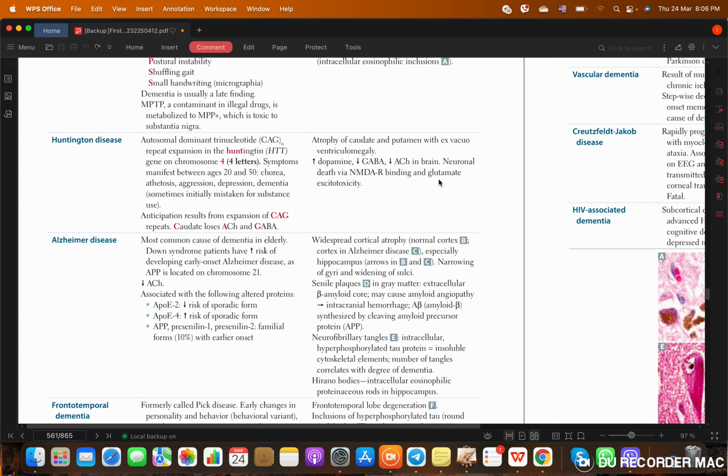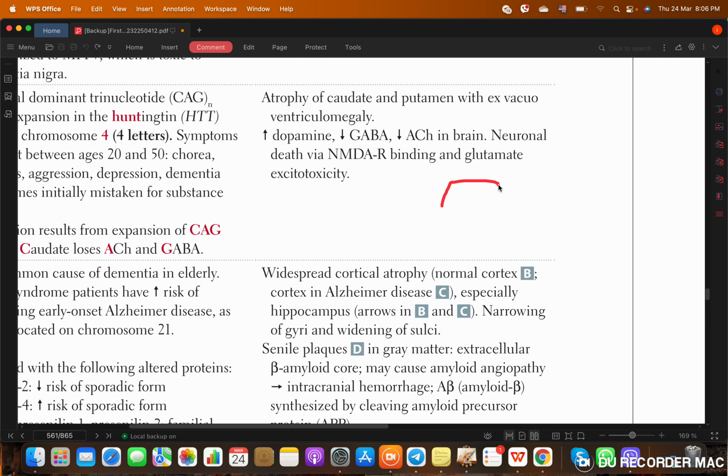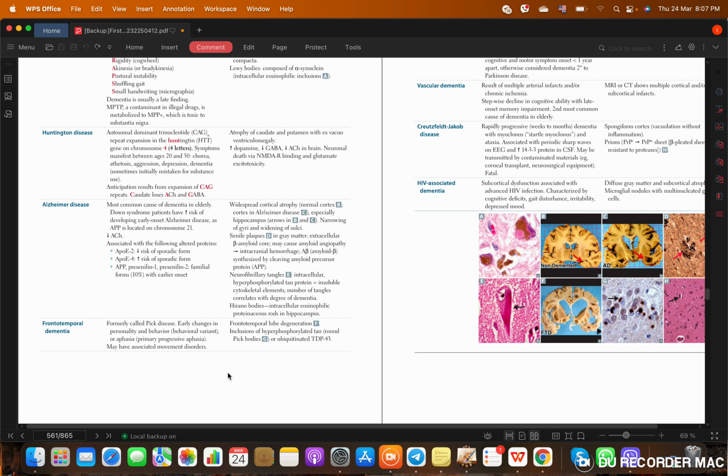Neuronal death occurs because of the NMDA receptor binding and glutamate excitotoxicity. So glutamate can lead to an actual destruction of the tissue. This excitotoxicity occurs because, let's say this is a neuronal cell, there is something called the NMDA receptor, and the patient with Huntington will have a lot of glutamate that will lead to activation of that death receptor that destroys the neurons.